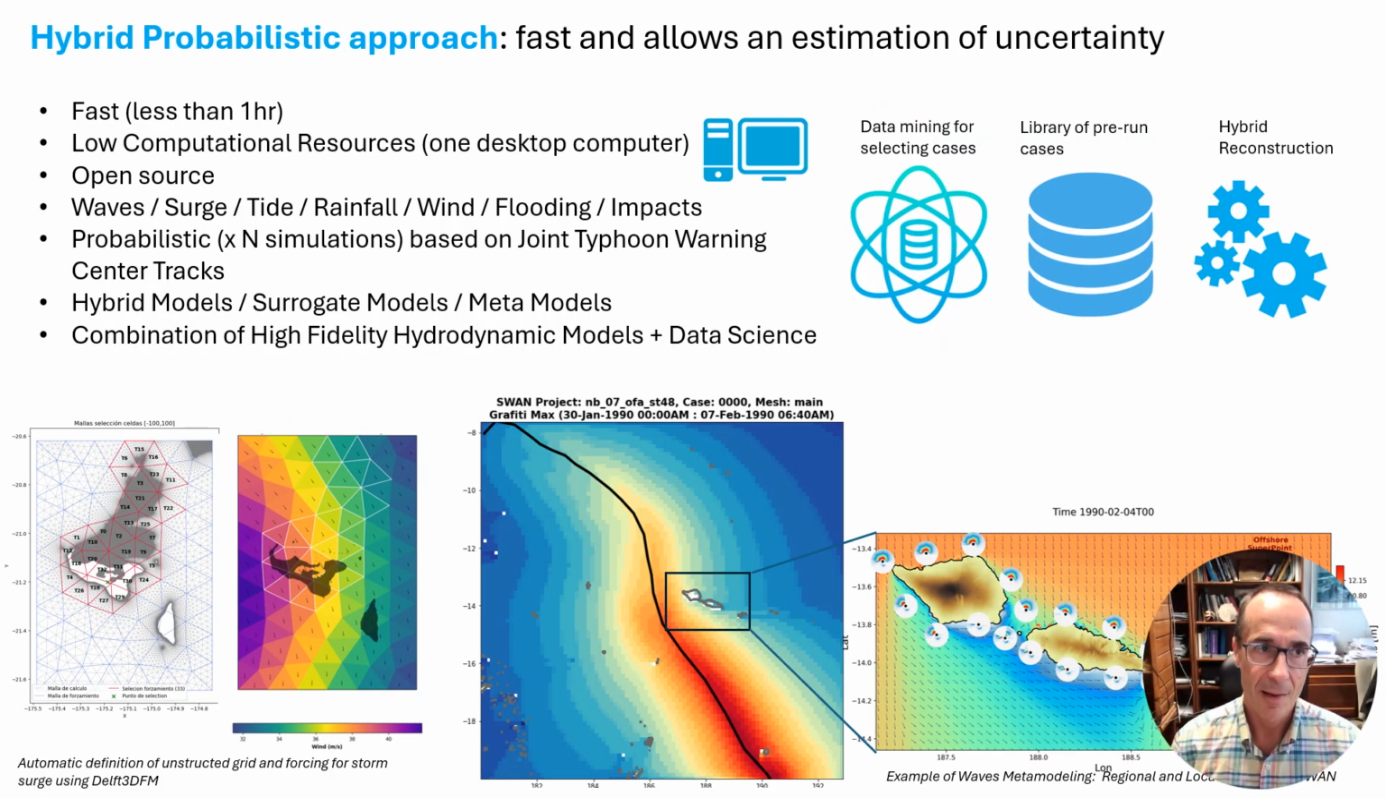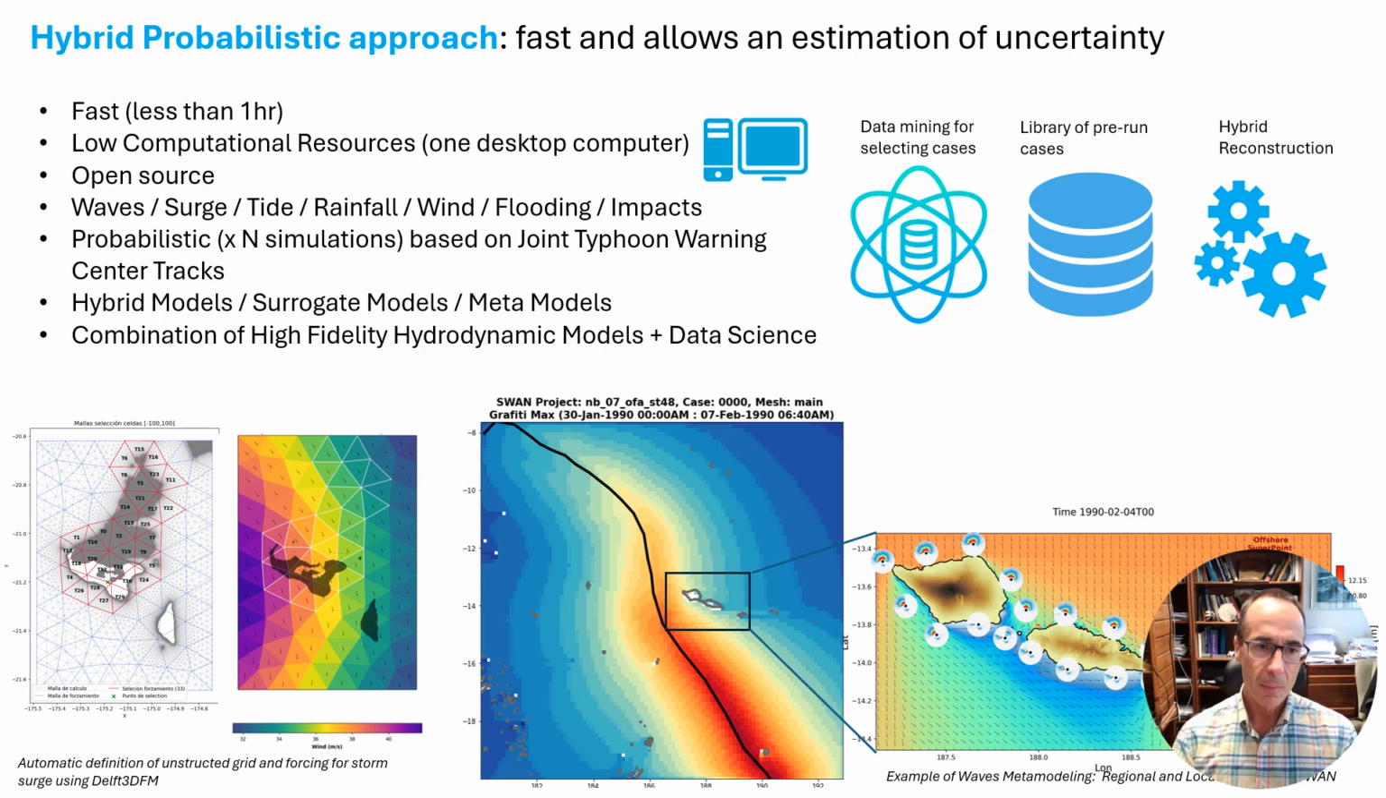So in order to simplify that, what we propose is a hybrid probabilistic approach, fast, and also trying to allow an estimation of uncertainty. So the requirements of an early warning system: it must be fast. We aim to use the system with low computational resources, just one desktop computer. We want to use open source tools for waves, surge, tide, rainfall, wind, flooding, impacts, but we also want to be probabilistic, running a number of simulations based on, as you are going to see later, the Joint Typhoon Warning Center tracks.